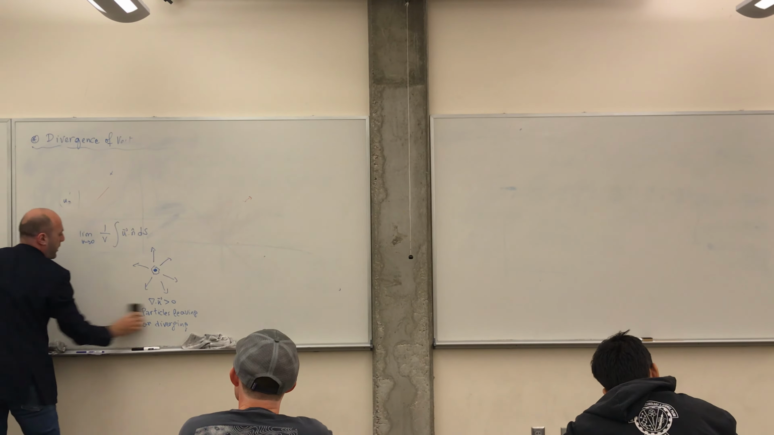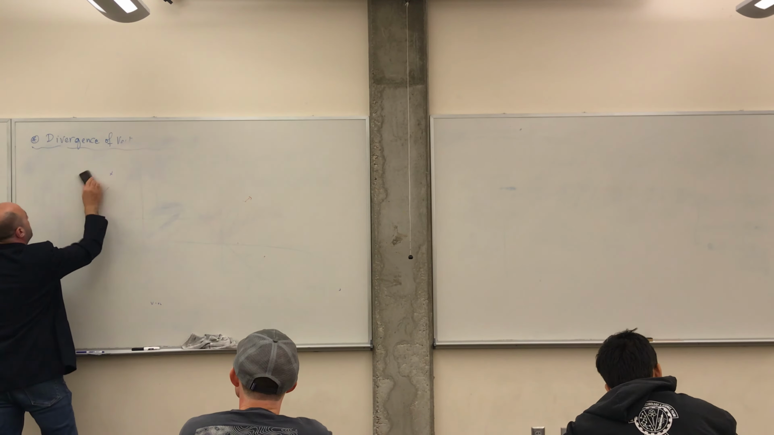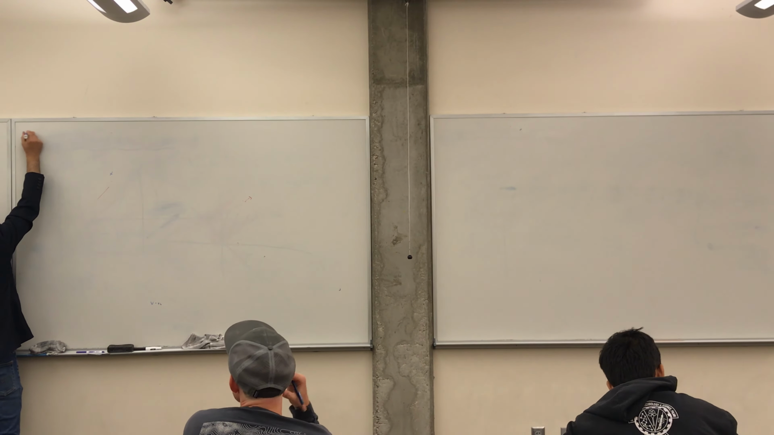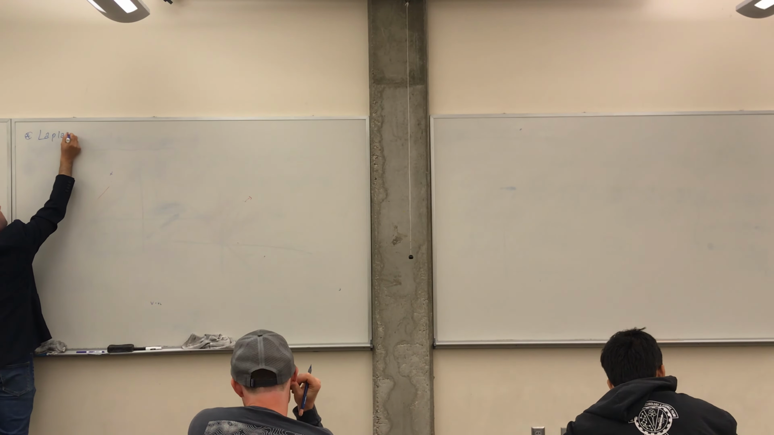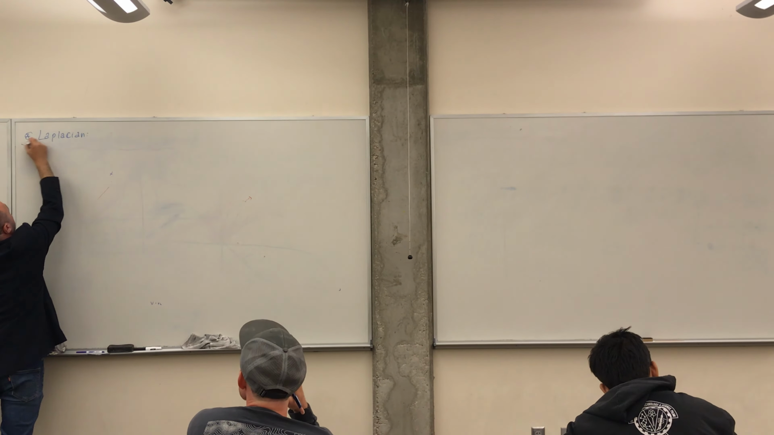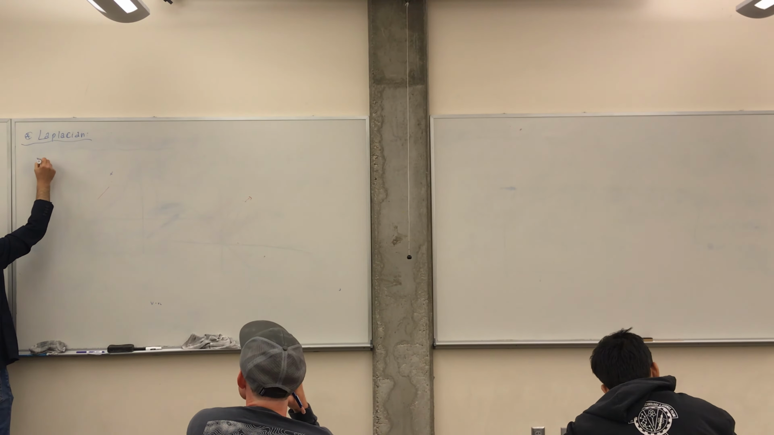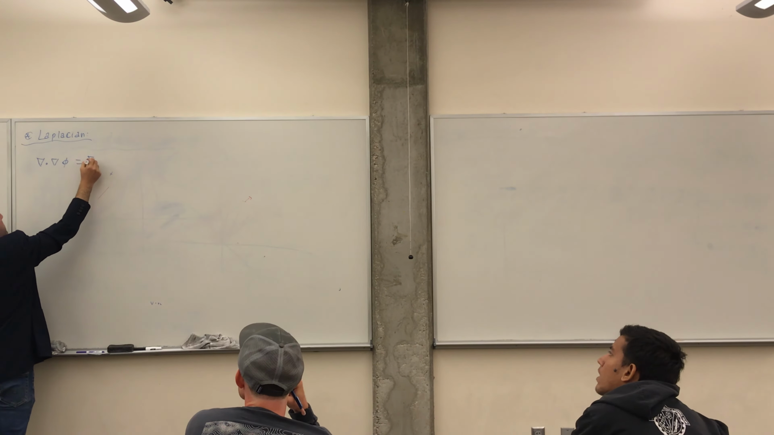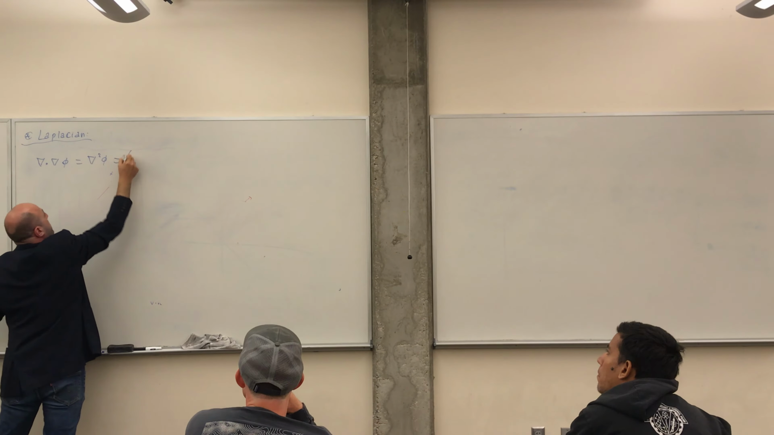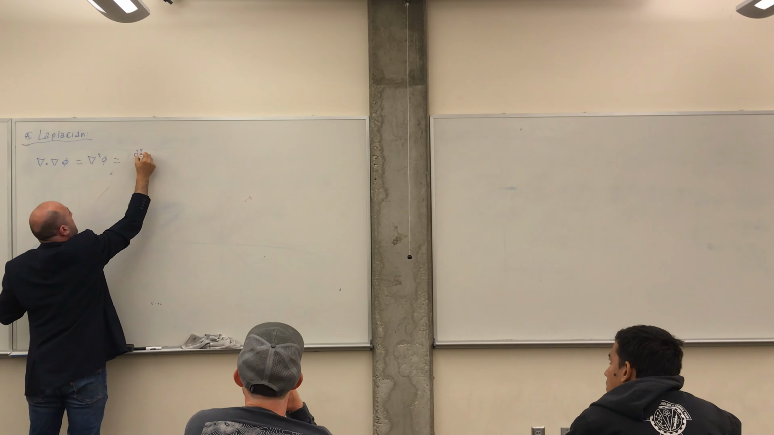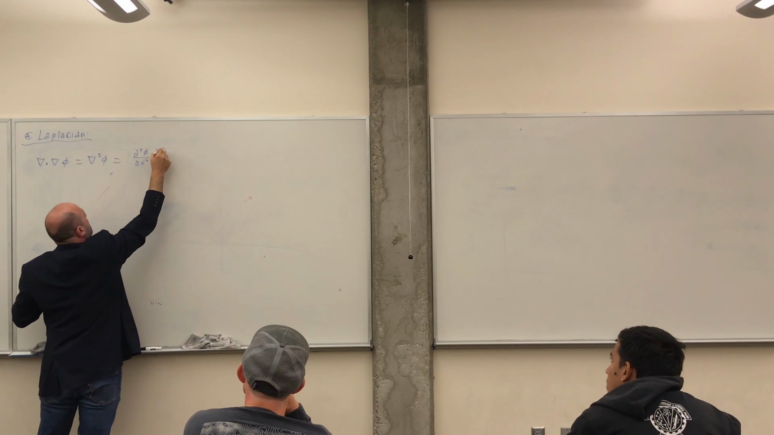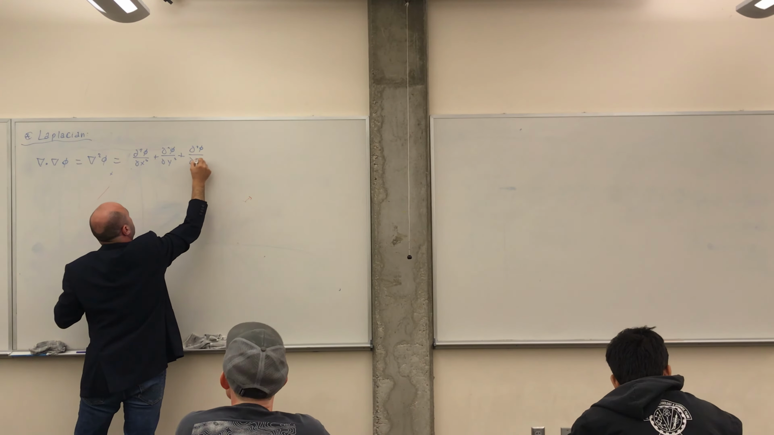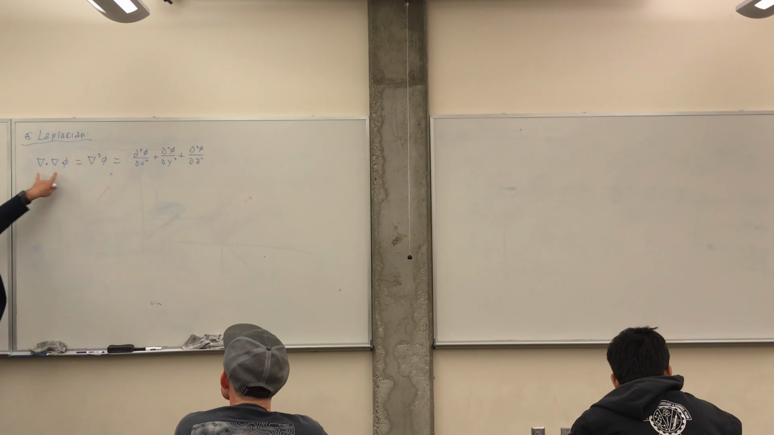Now we're going to talk about the Laplacian. What is the Laplacian? Just a symbolic definition. We typically do the Laplacian of a scalar. It's defined as the divergence of the gradient of a scalar, also written as del squared phi. That's defined as the scalar d2 phi by dx squared plus d2 phi by dy squared plus d2 phi by dz squared.